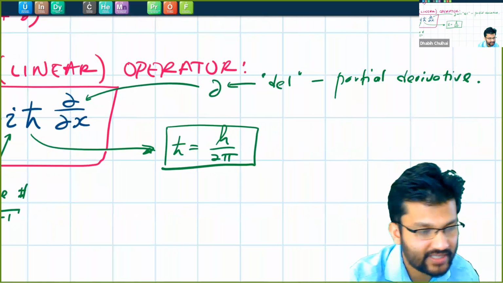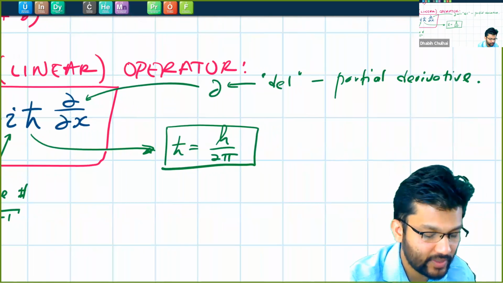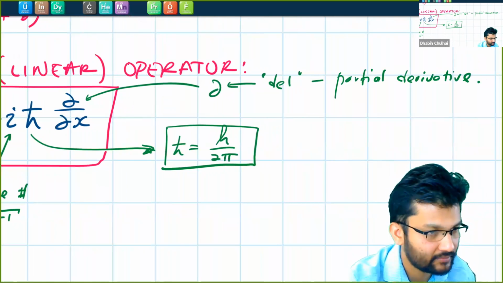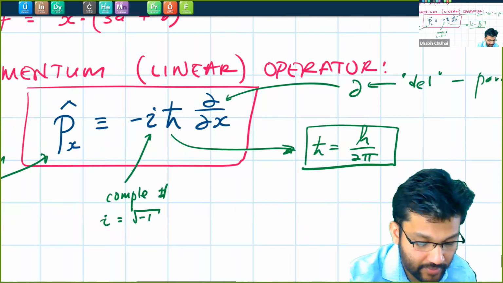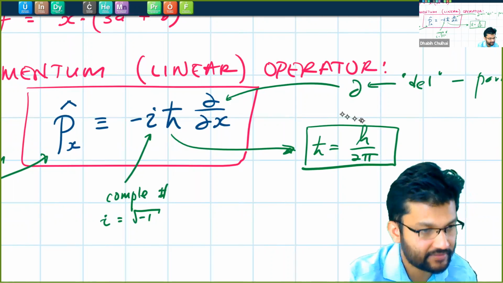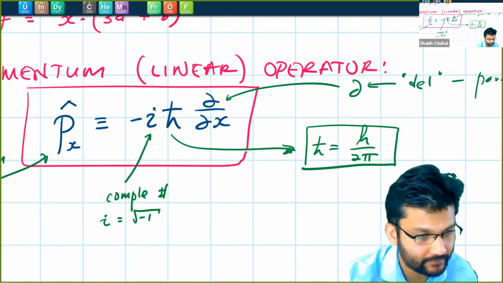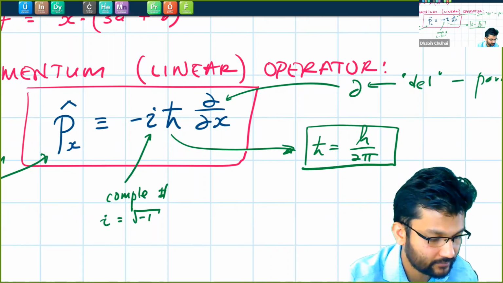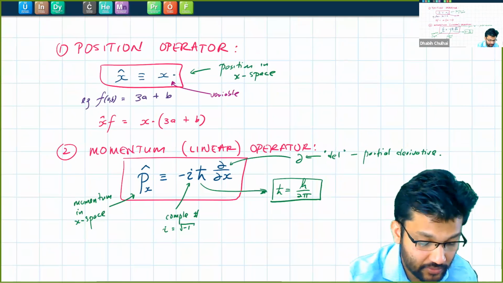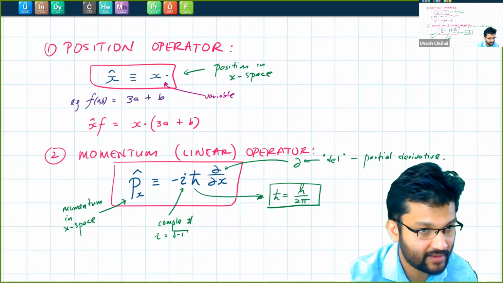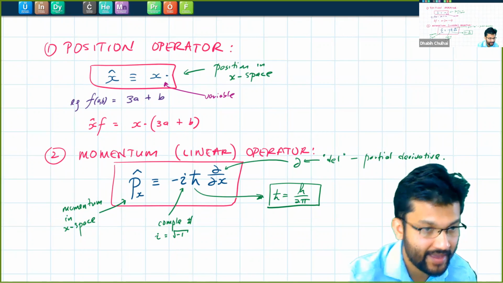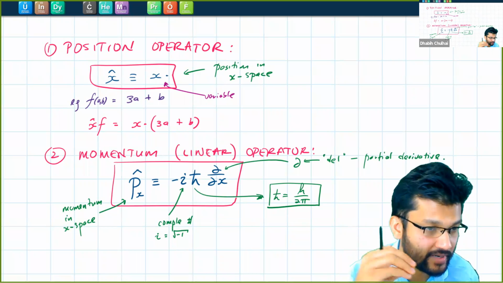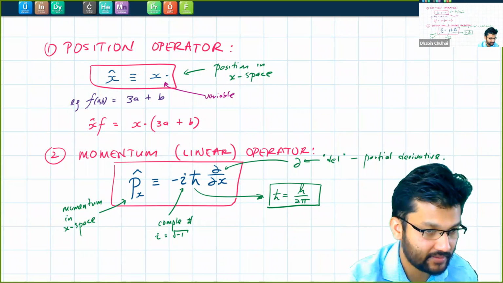And really, we only say partial derivative because we don't know what function comes after. Because this is the operator, and then you add the function afterwards when you're doing the operation. So these two are the two most important quantum mechanical operators, position and momentum. Every single other operator you can derive from these two.